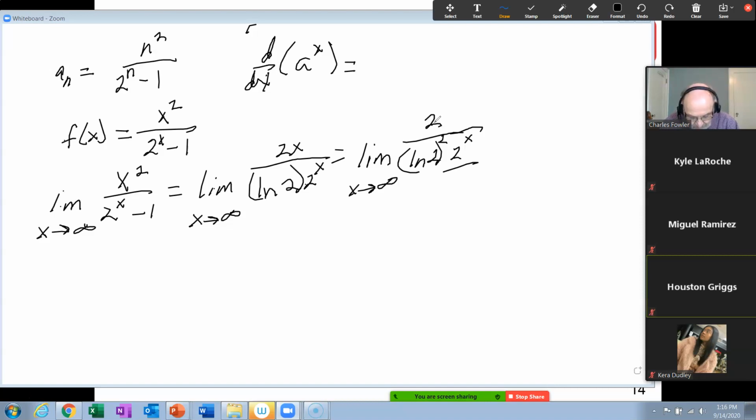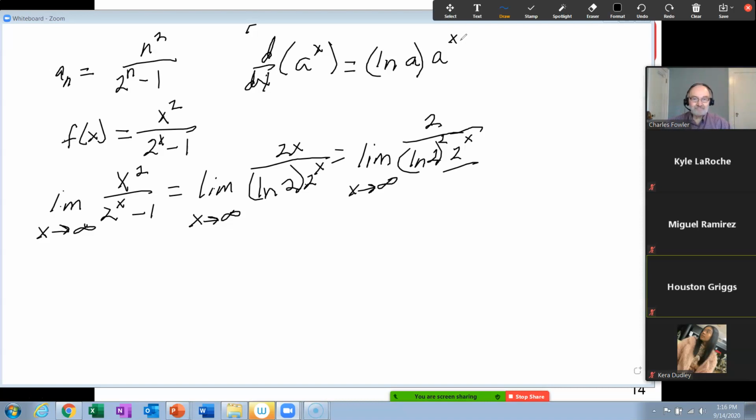Okay, here is the rule. Log a times a to the x. That's what the derivative of a to the x is. It's just log a times a to the x. That's it. I mean, that's just the rule.